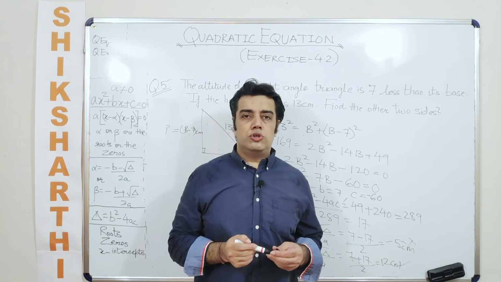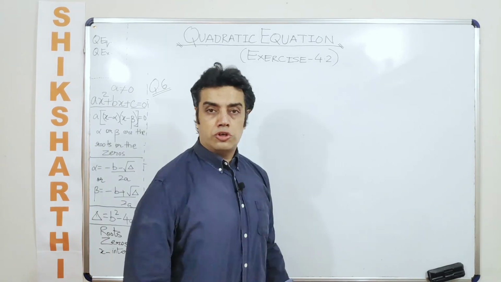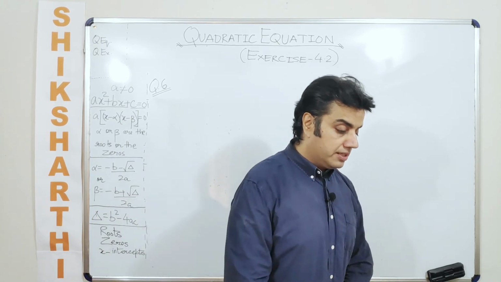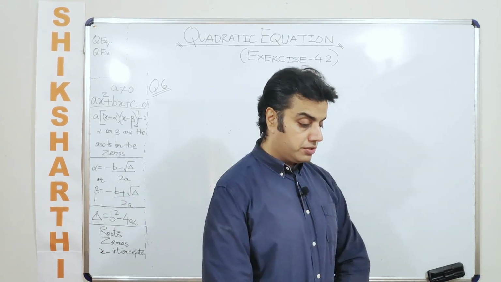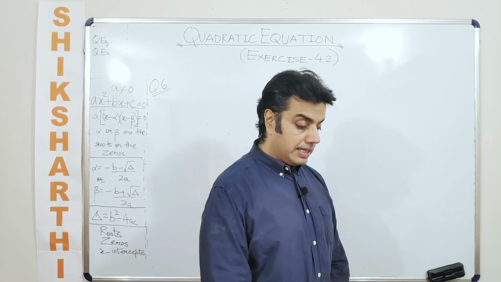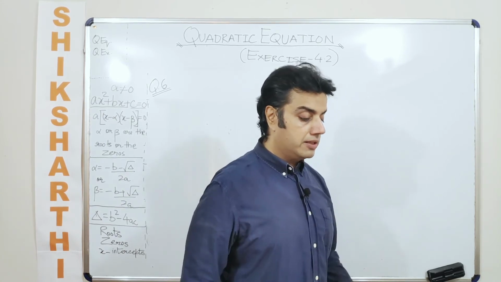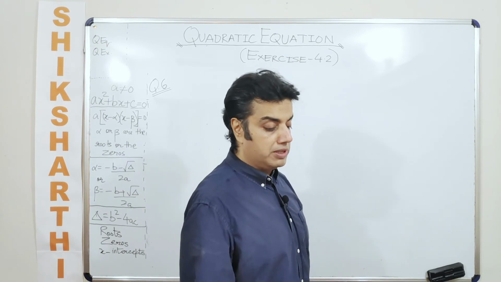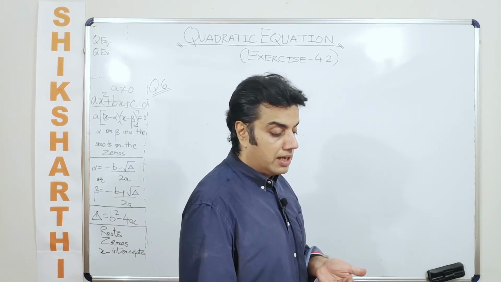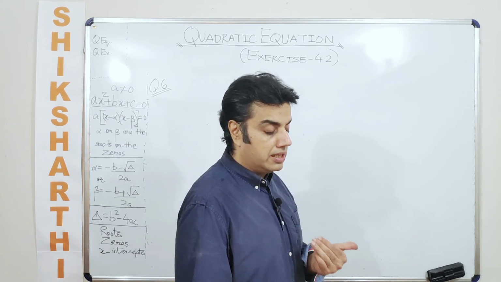Okay, let's move on to question number 6. I'll read out the question for you. The question says a cottage industry produces a certain number of pottery articles in a day. It was observed on a particular day that the cost of production of each article in rupees was 3 more than twice the number of articles produced on that day.